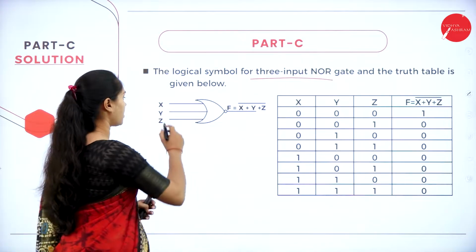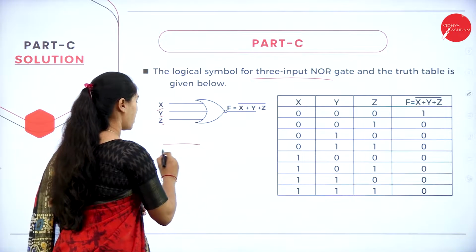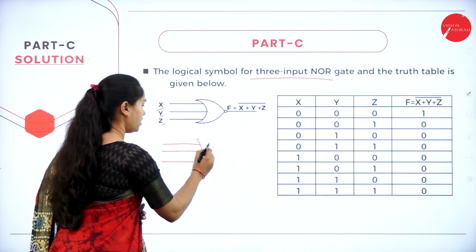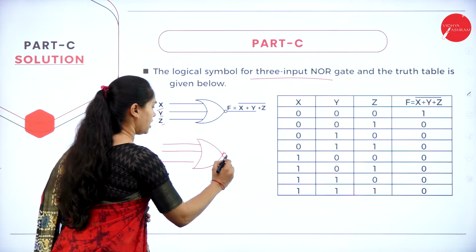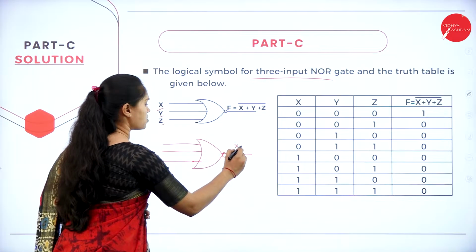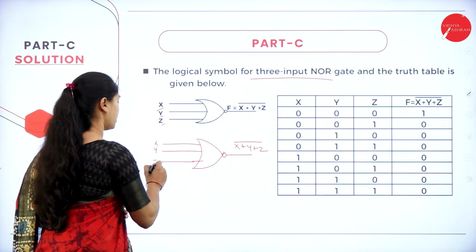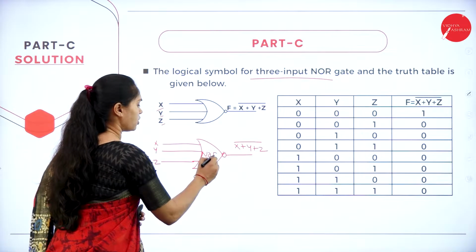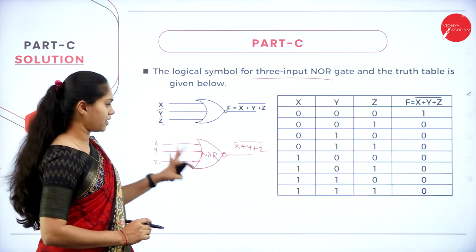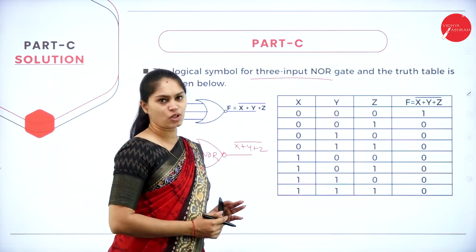For that we are going to consider x, y, z. We are going to take 3 inputs, and if I put an inverter to it, then it will be x plus y plus z whole bar. So here x, y, z are the inputs. This is the 3 input NOR gate logical symbol, and this is the truth table.